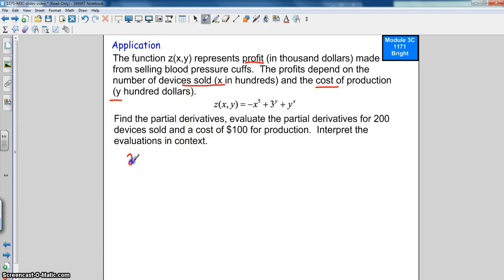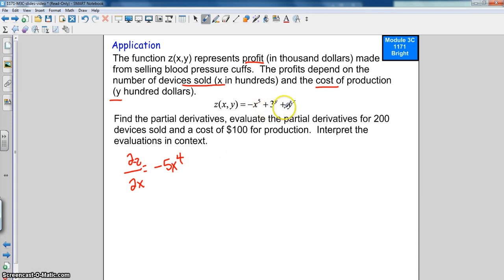Alright, so let's go ahead and do the derivatives. Del z del x first. Again, this means that y is constant, so anytime I have a y, or a term containing only y, I don't worry about that. So let's progress through this. The derivative of this has an x, power rule, I get minus 5x to the fourth. The second term contains only y, so that is a constant, and the derivative of a constant is 0, so I ignore that part.